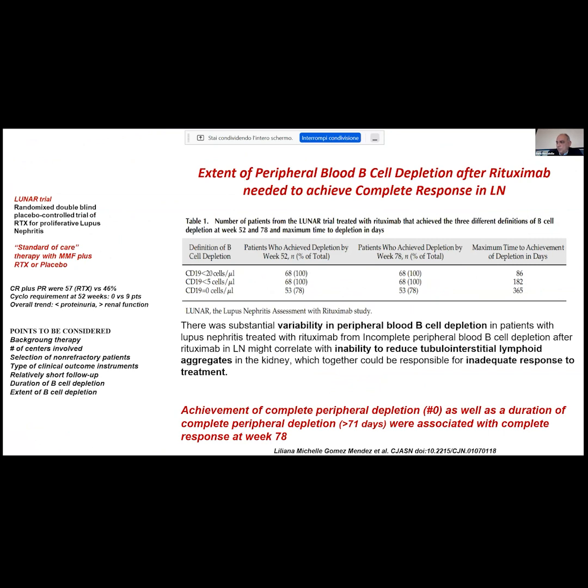following the failure to convincingly prove an added value of rituximab combined to standard of care in achieving more complete remission over 52 weeks, a post hoc analysis showed that the achievement of complete peripheral depletion, as well as duration of complete depletion, were associated with complete response at 78 weeks.